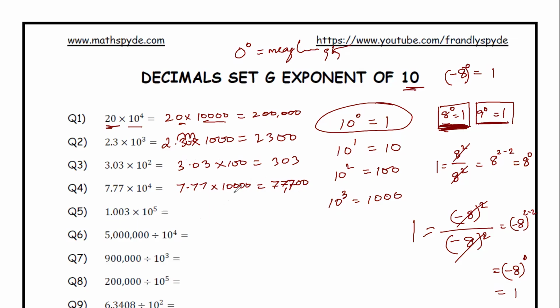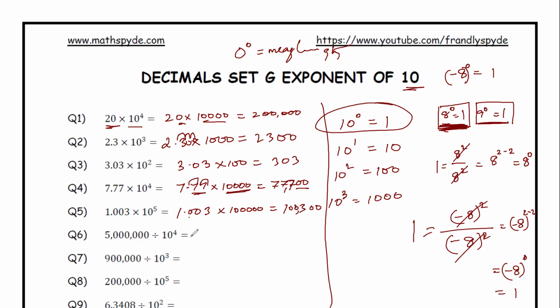It's 10,000, so there'll be four jumps actually. Two jumps out here, one and two, and then two more zeros. So that's what I did. Now this is 1.003 into 10 to the power 5, which is five zeros. So basically, three zeros would cover these three decimal places, and then you have two more zeros. So it's 1003, and then two more zeros, so it's 100,300.